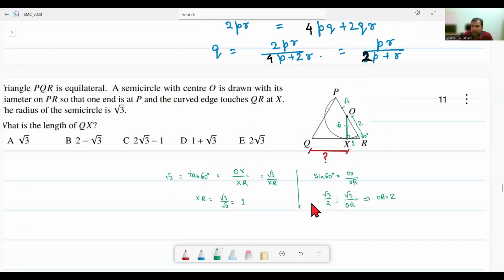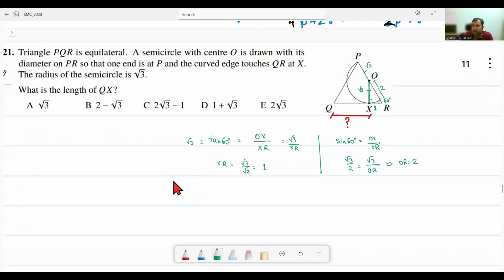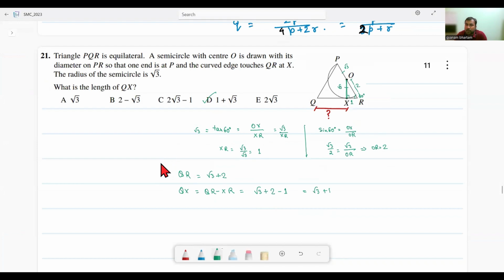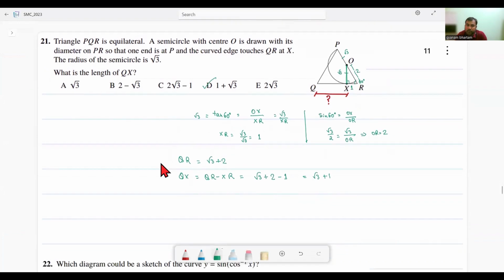Since this is an equilateral triangle, we can directly say that QR is going to be root 3 plus 2, and we have to subtract XR, so QX equals QR minus XR, which gives root 3 plus 2 minus 1, or root 3 plus 1, which is option D. Next, we can go to the next question.